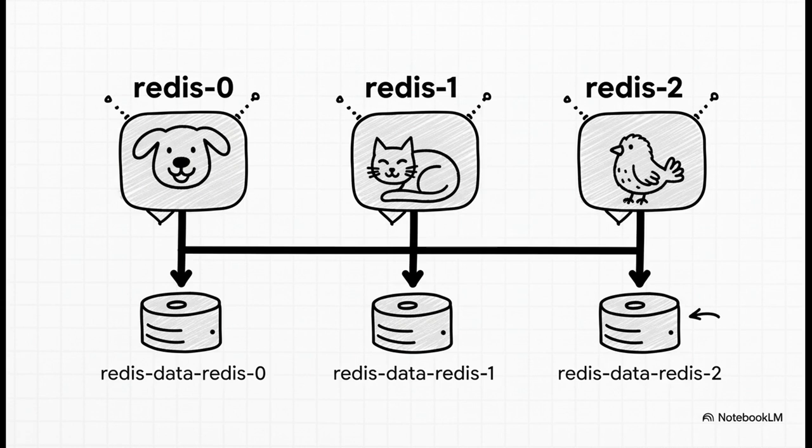So as you see here, the pod redis-0 will always connect to its specific storage volume, redis-data-redis-0. The data literally follows the pod's identity, making sure it always reconnects to its own stuff.